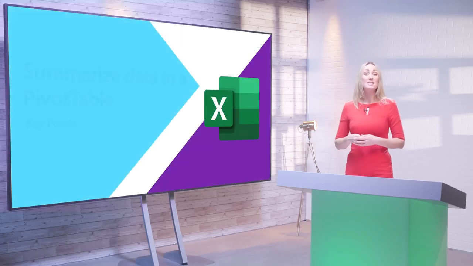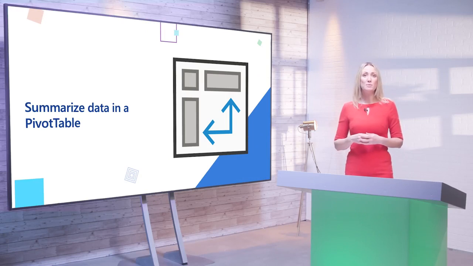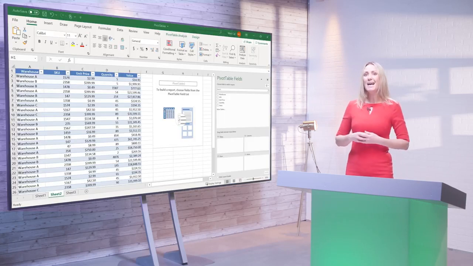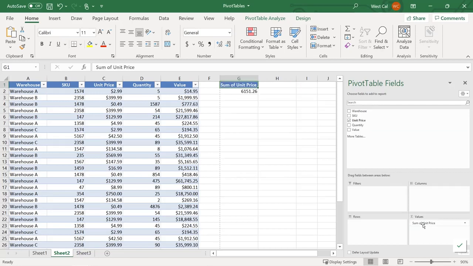Now let's look at how you can summarize data in a pivot table. When you combine options from the Summarize Values By and the Show Values As tabs on the Value Field Settings dialog box, it provides further insight into your data. For example, suppose that you want to calculate the total unit price of all the products that each warehouse is storing. You can do this by dragging the unit price field to the Values area of the pivot table field task pane. Notice that it has already calculated an overall total, and this is now visible in the pivot table in the worksheet. But how is this result being calculated?